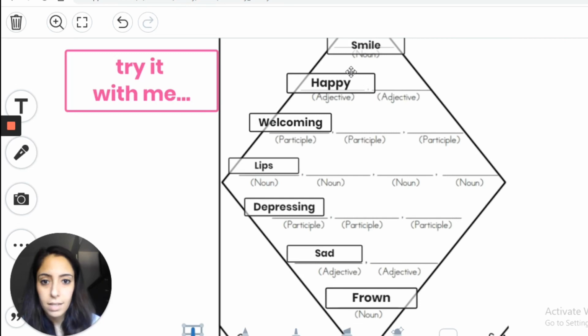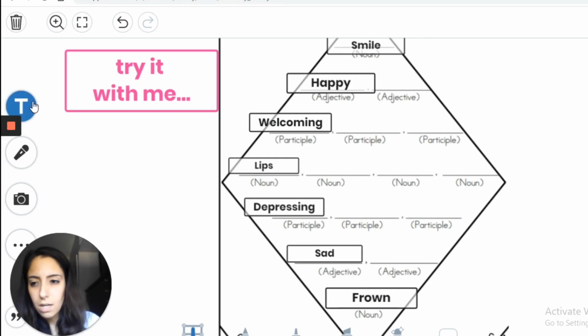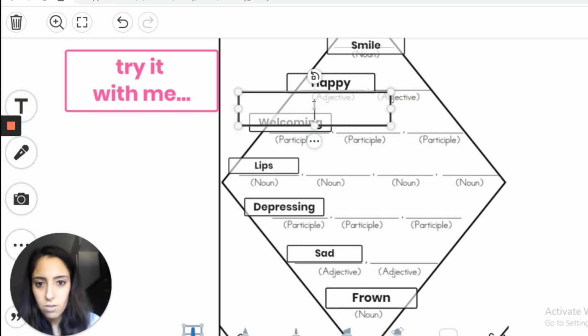So smile, happy, welcoming, lips. So noun, a thing, right? Lips are involved in a smile. So that's why I put that there. Depressing. So that's a verb. Now we've switched to start talking about the frown, right? Actually, I need to add in a noun over here.